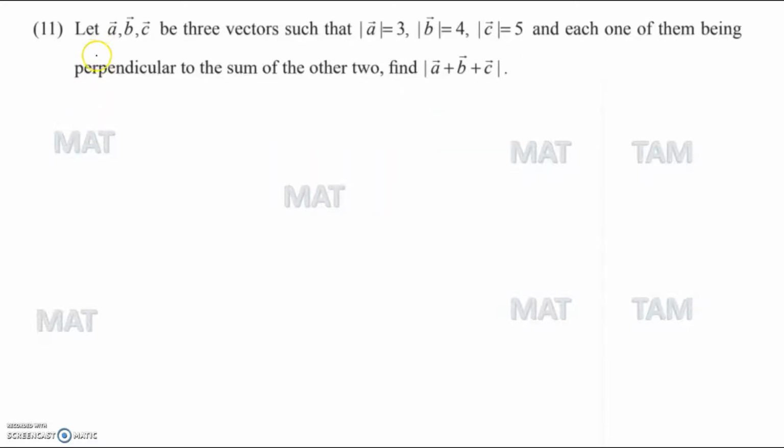Question number 11. Let vectors A, B, C be three vectors such that their magnitudes are: A is 3, B is 4, and C is 5. And each one of them is perpendicular to the sum of the other two. Find the magnitude of A plus B plus C. So what is given to us is that the magnitude of A is equal to 3, the magnitude of B is equal to 4, and the magnitude of vector C is equal to 5.